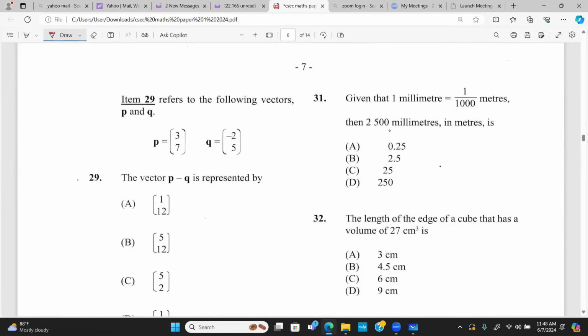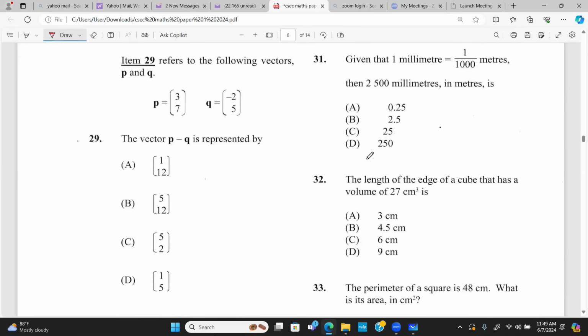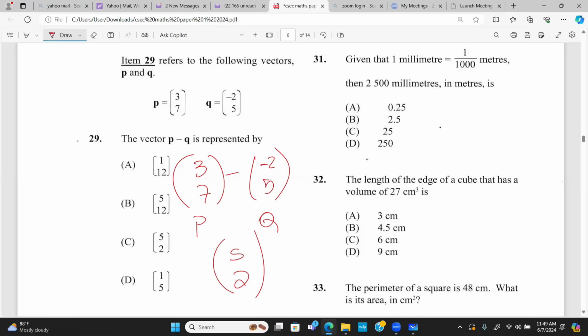Let's move on. Item 29 refers to the following. So we're looking at the vector question here. It says the vector P minus Q is represented as what? So we're subtracting, well, depends on how you want to do it. You could just write it down and actually apply regular arithmetic to it. Or you could work in your vector world and do what we do, but it doesn't matter. P and Q. So think about it. 3 minus minus, so that is positive 5. 7 minus 5, that's 2. So we have 5, 2, right? So which is this? So you could do it like that.